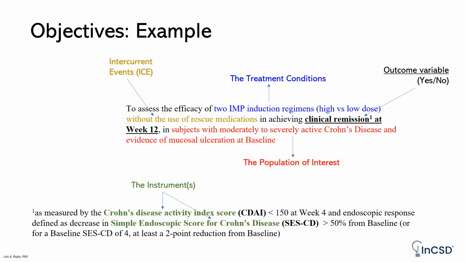Let's look at this example. To assess the efficacy of two IMP, investigational medical product, induction regimens, high versus low dose, without the use of rescue medication in achieving clinical remission at week 12 in subjects with moderately to severely active Crohn's disease and evidence of mucosal ulceration at baseline. Notice, in blue, the treatment conditions. In yellowish, the key intercurrent event. In black bold, the outcome variable that could take a yes or no.